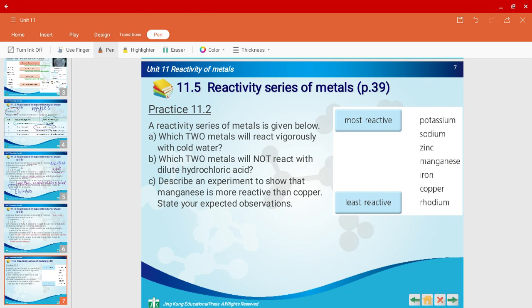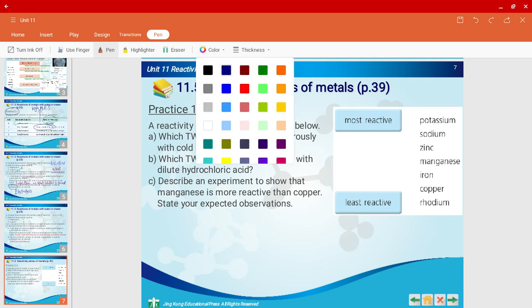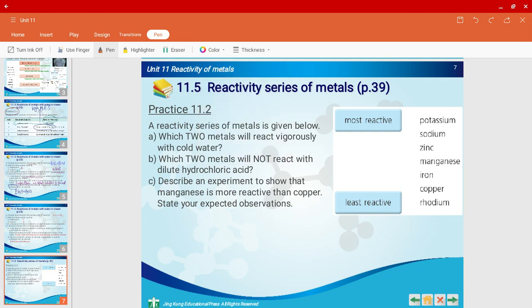Now let's do practice 11.2. A reactivity series of metals is given. Question A, which two metals will react vigorously with cold water? Okay, we have already done this. We know that the two metals that are able to react vigorously are the ones that should be high up the metal reactivity series. So over here it is potassium and sodium. So go ahead and write that down. Potassium and sodium.